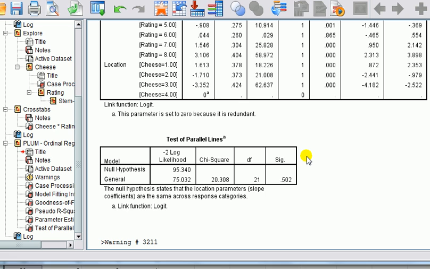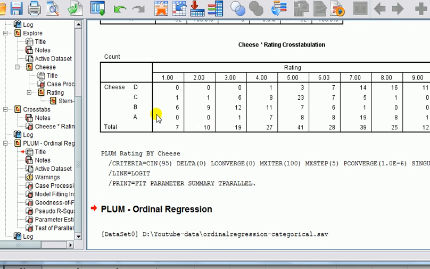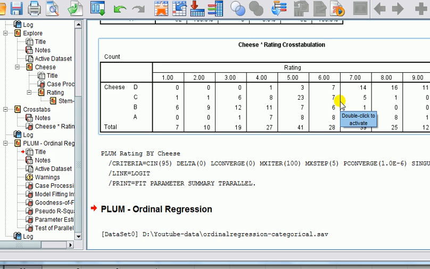Now how about if this assumption doesn't hold? Don't panic. What do we do? Well, one thing to do is to relax the assumption of parallel lines, believe it or not. In other words, it allows the odds ratio to change. If I split into 1 to 3 versus 4 to 9, the odds ratio might be different from 1 to 5 compared to 6 to 9. SPSS doesn't allow you to do that, but if you use a package like R, you can run this ordinal regression without the parallel lines assumption.